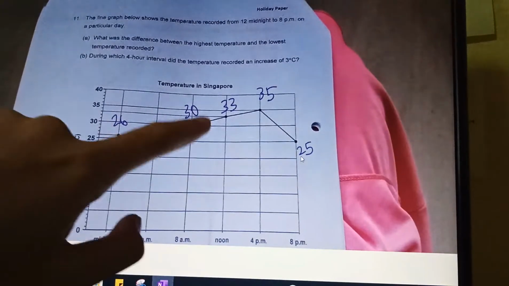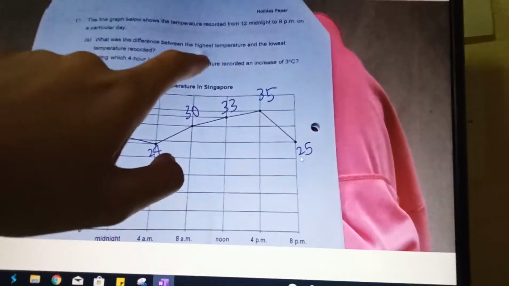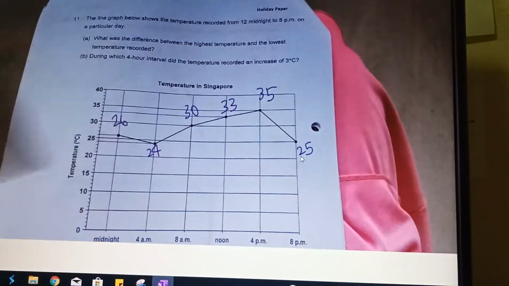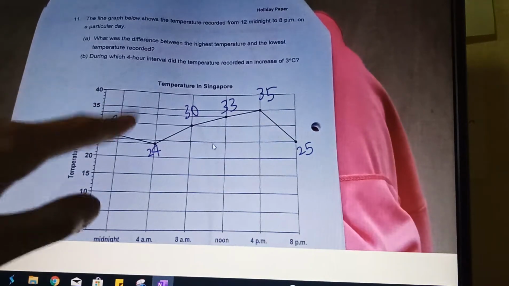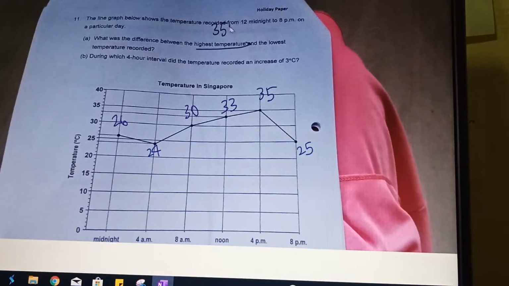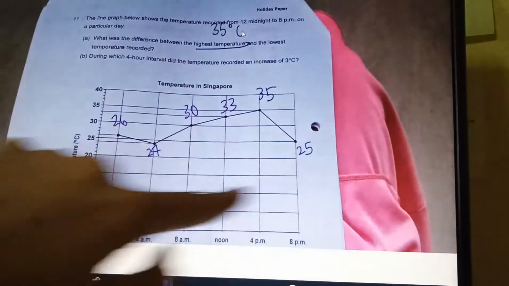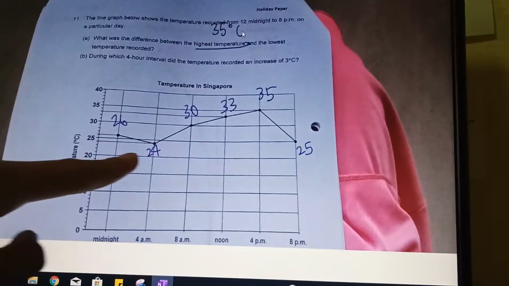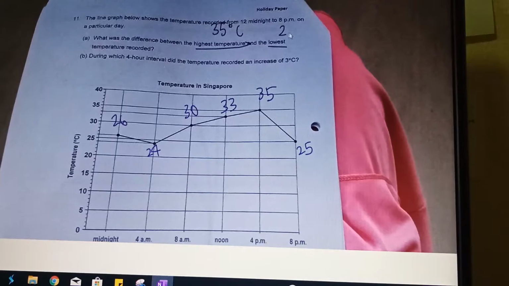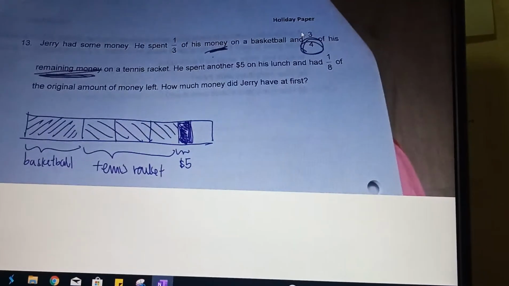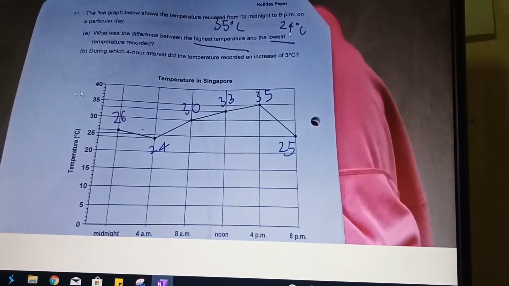So all these are the temperatures, right? And they're asking the difference between the highest temperature and the lowest. So what's the highest temperature? Which one is the highest temperature? 35, right? So the highest is 35 degrees. The lowest temperature is, what's the lowest among all of this? 24, right? So lowest is 24 degrees. And then they want the difference between the highest and the lowest. So you find the difference between these two.